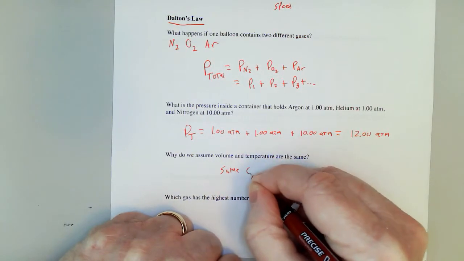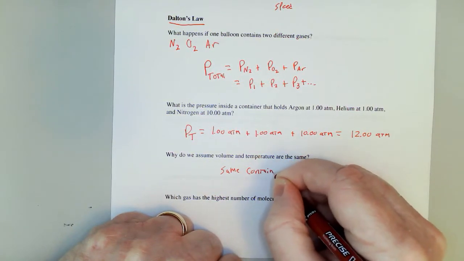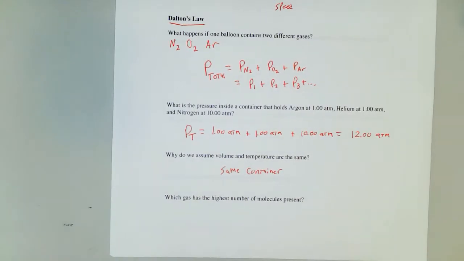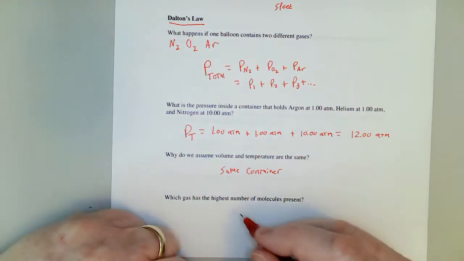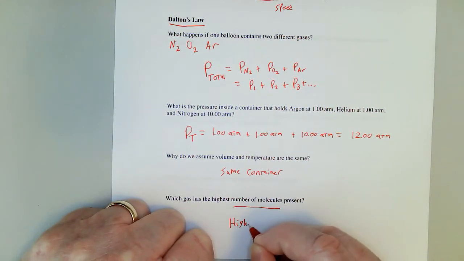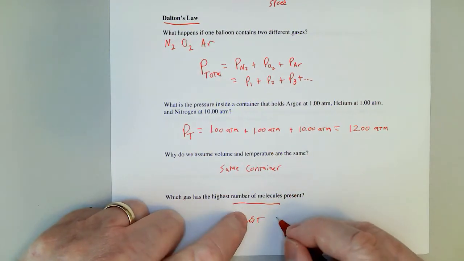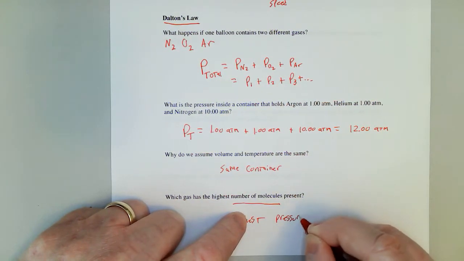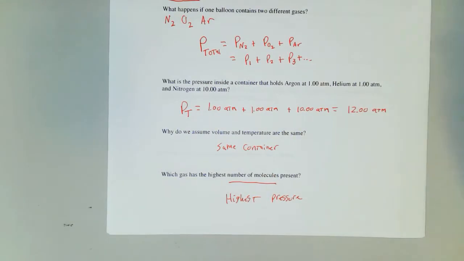So if they're all in the same container, they'd all be the same volume, and that container's at one specific temperature. So those things are the same. However, what can be different, though, is the number of the particles present. And we know that you have the most particles for the gas that's at the highest pressure. It's causing more pressure because it has more collisions with the walls of the container. All right.